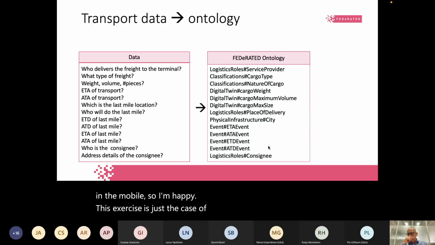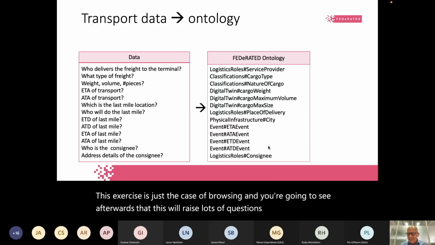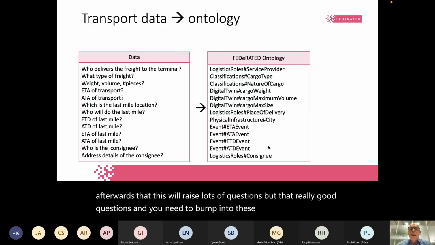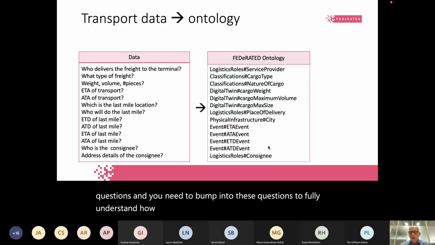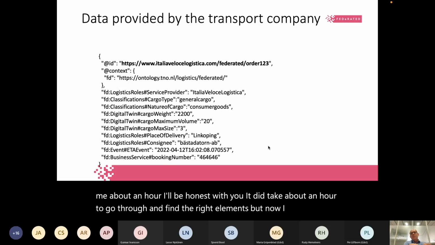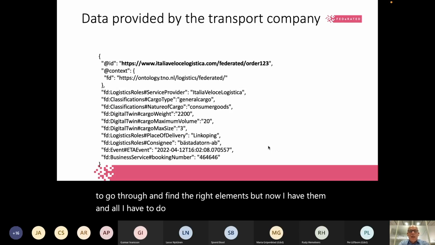You're going to see afterwards that this will raise lots of questions, but they're really good questions, and you need to bump into these questions to fully understand how to interoperate. But okay, I've done it for you. It took me about an hour. I'll be honest with you. It did take about an hour to go through and find the right elements, but now I have them. And all I have to do now is just put them in a file.